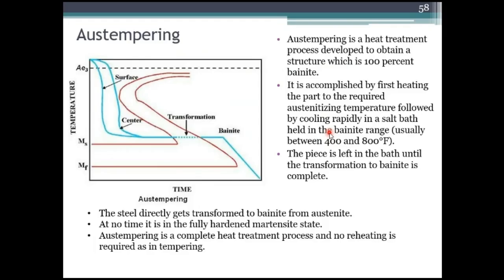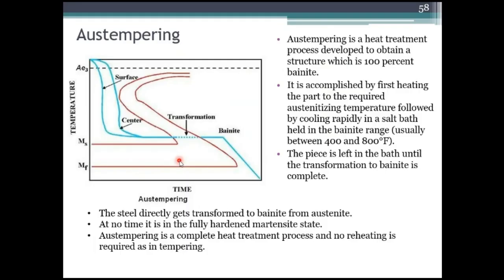What we will do is heat it to a temperature and then cool it rapidly in a salt bath. When you cool it in the salt bath, the bainite formation will happen between Ms and Mf, which will make the piece left in the bath transform completely to bainite.